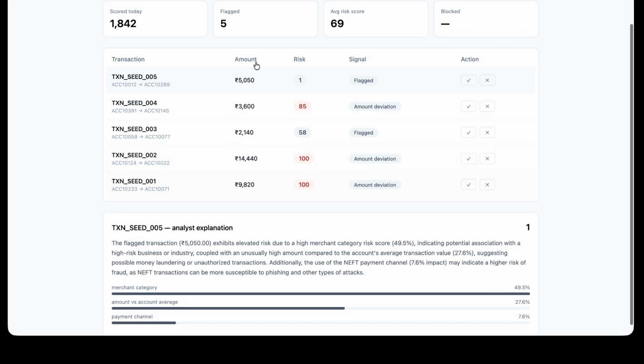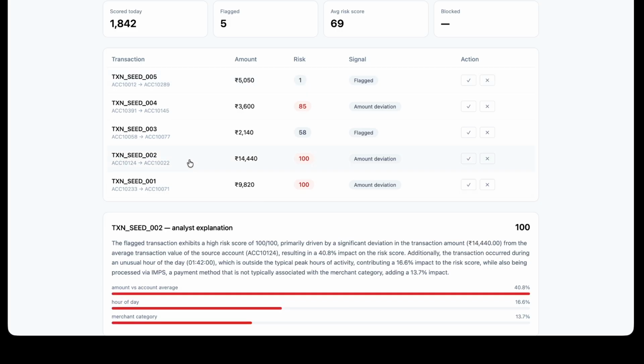Notice the color coded risk badges: red for high risk, amber for medium. The signal column shows the fraud pattern our model identified. Now watch what happens when I click on a transaction.